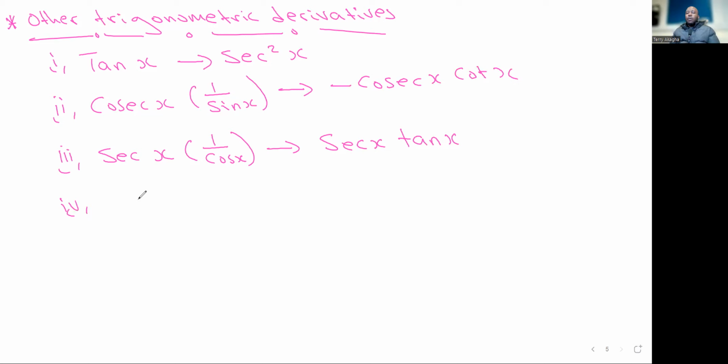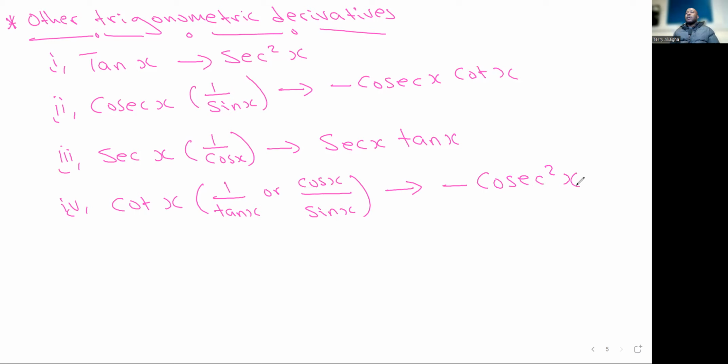Also, cot x is the same thing as saying 1 over tan x, or some textbooks write it as cos x over sine x. So it's the same thing. You can have cot x as 1 over tan x, or cos x over sine x. And when you differentiate cot, what you will get is minus cosec squared x. Okay? So these are the trig identities you need to know.